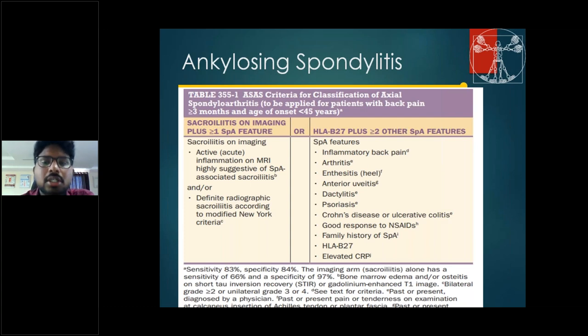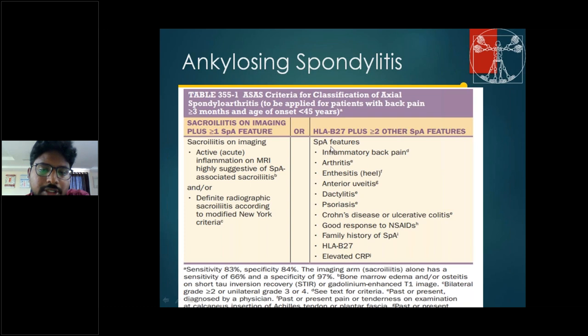What are the spondyloarthropathy features? Inflammatory back pain, arthritis, enthesitis, commonly seen in the heel, anterior uveitis, dactylitis. Dactylitis is inflammation of the fingers. Also psoriasis, Crohn's disease or ulcerative colitis, and good response to NSAIDs. This is one of the typical features of spondyloarthropathy or ankylosing spondylitis: whenever you give NSAIDs, the patient will have better relief. And there can be a family history of spondyloarthropathy, HLA B27 and elevated CRP.